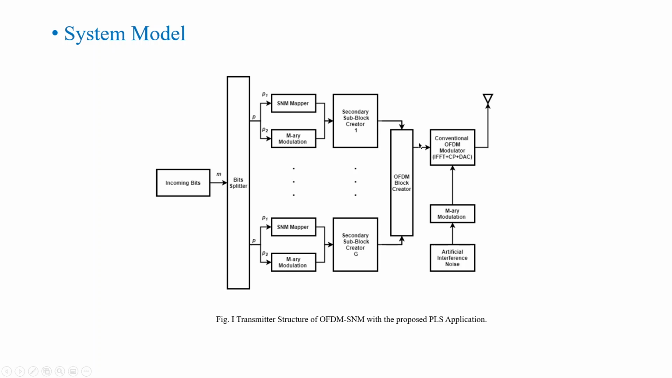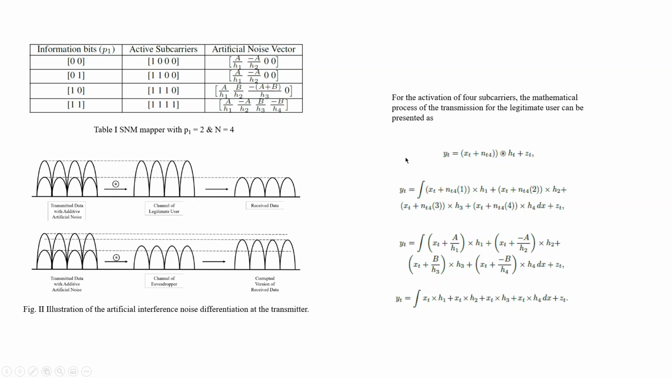At this point what we do differently is adding an artificial interference noise to create an environment that makes sure that the transmitted data for the legitimate receiver is not available to any eavesdropper who tries to reach our data from the outside. So about that, now I will talk about this artificial noise vector.